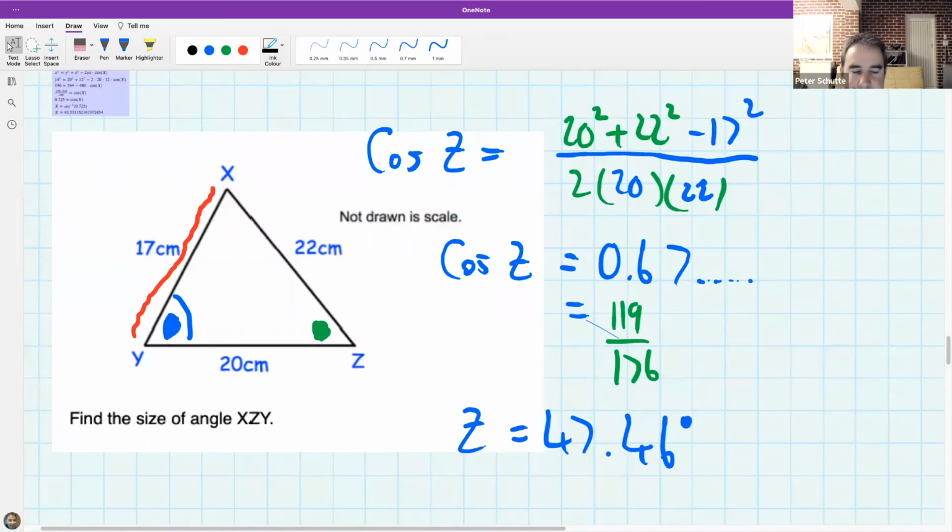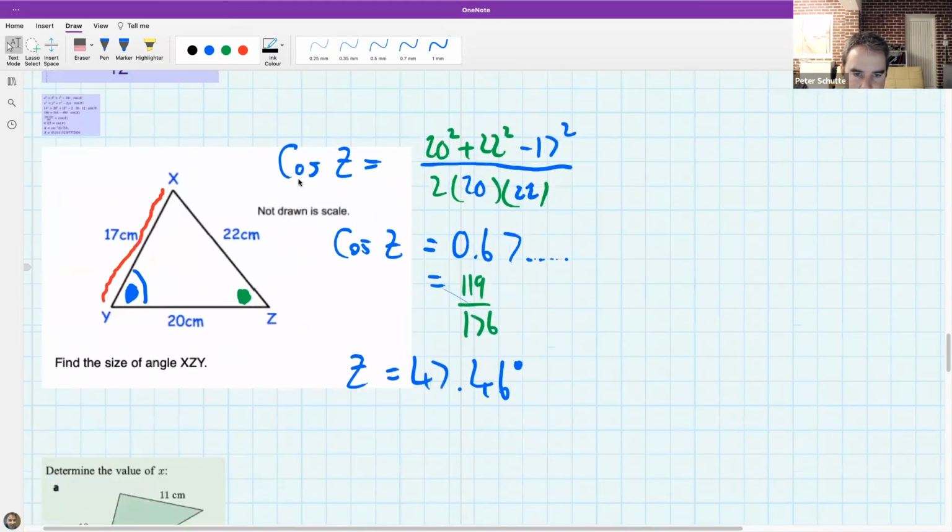Sir, can you show the formula that you used? Because I wasn't here for the first part of the lesson. Okay. So let me zoom in a little bit to make a little bit of extra space.